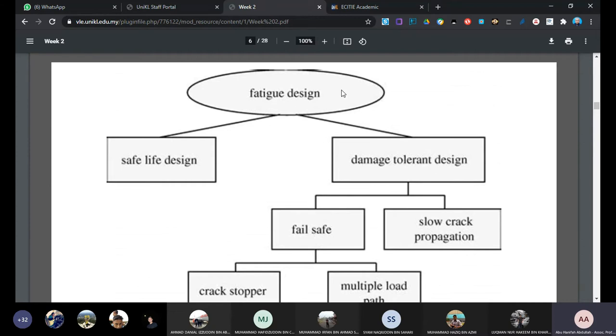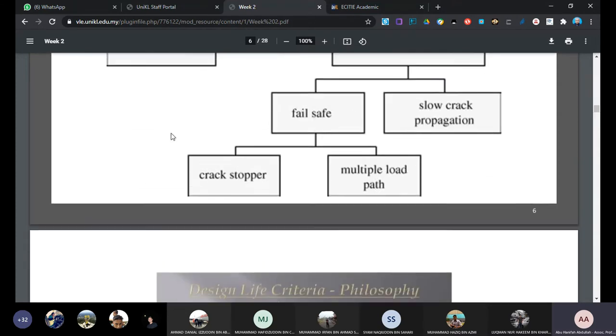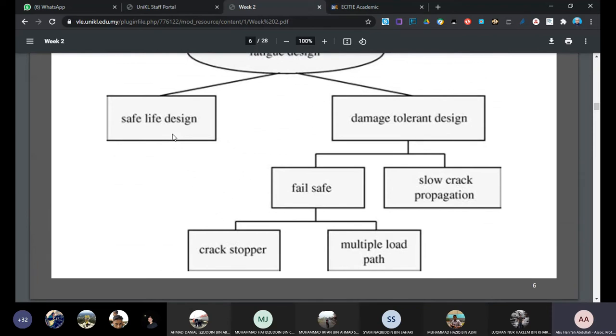Then we go replace the engine mount. We have back with four engine mount, and then we release the aircraft. The aircraft flew back safely to Kuantan. So that is fail-safe. For the slow crack propagation, we use a lot of fracture mechanics.